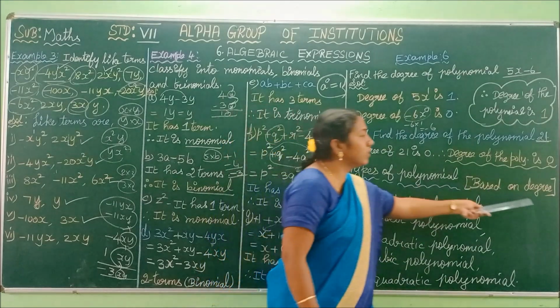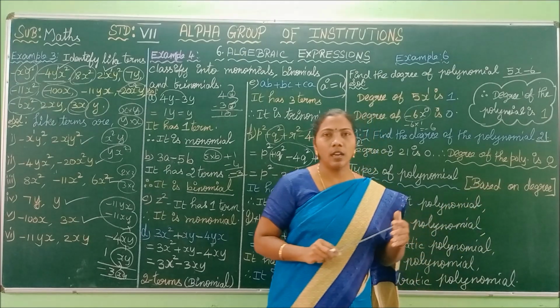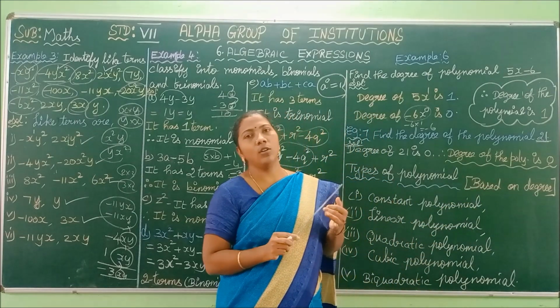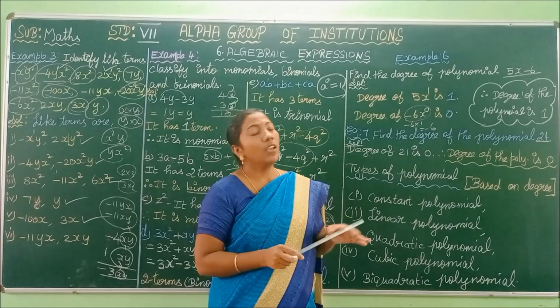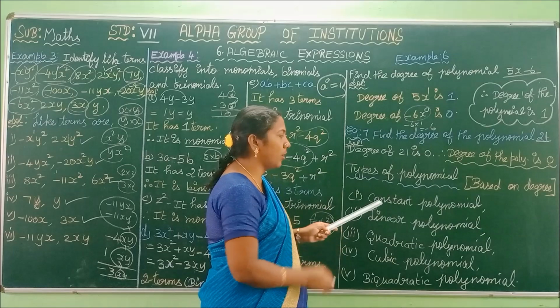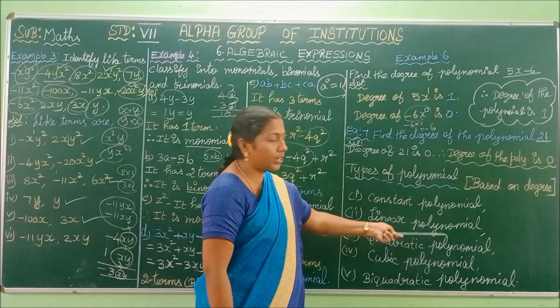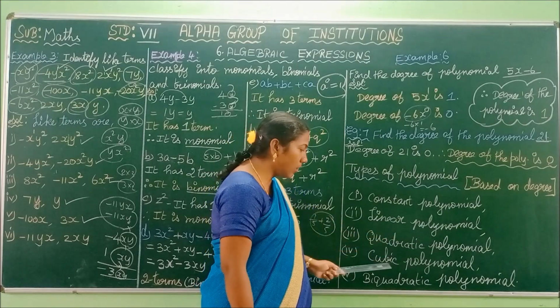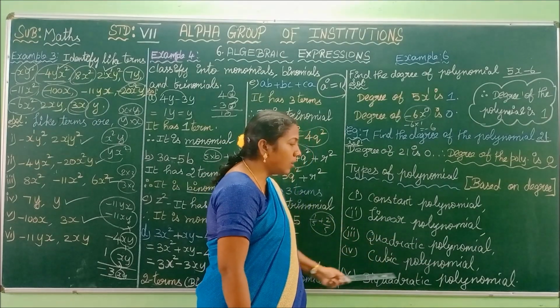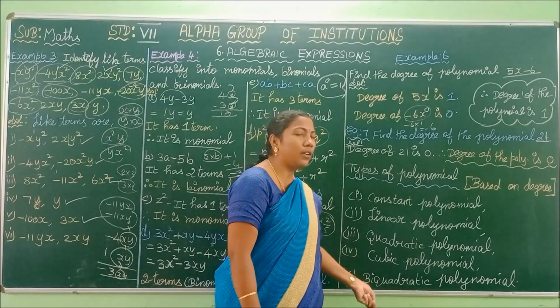Based on this degree, listen children, we have discussed degree. Based on the degree, that is if the degree is 1, 2, 0, 3 like that, we have some types of polynomial. See, what are they? Constant polynomial, linear polynomial, quadratic polynomial, cubic polynomial and biquadratic polynomial. Now we are going to see the definition of these polynomials one by one.